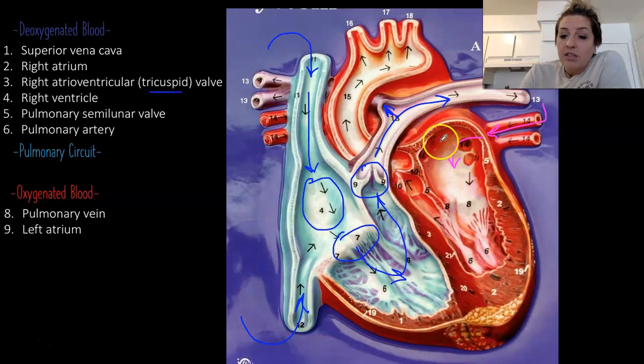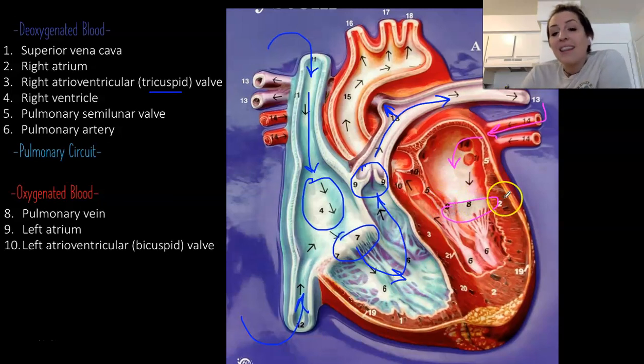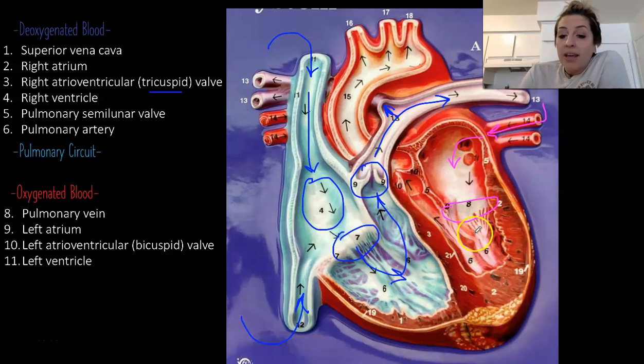After passing into the left atrium, we're going to pass into our third valve, which is right here. This is known as the left atrioventricular valve, or the bicuspid valve. Once we pass through that valve, we are now in the left ventricle down here.